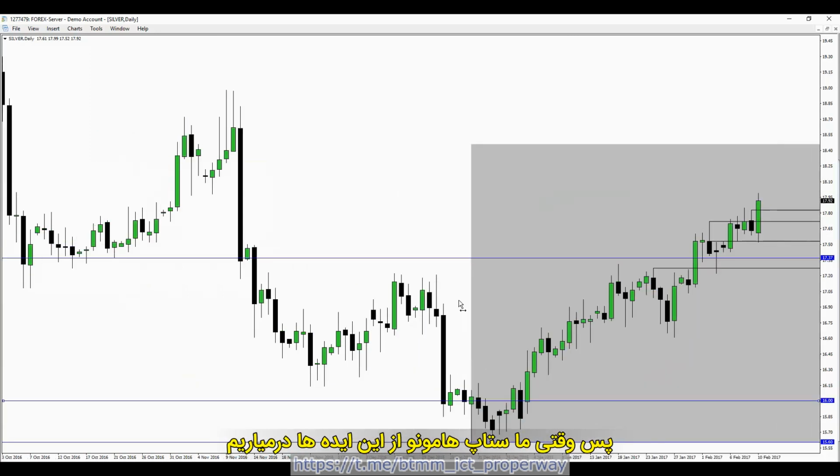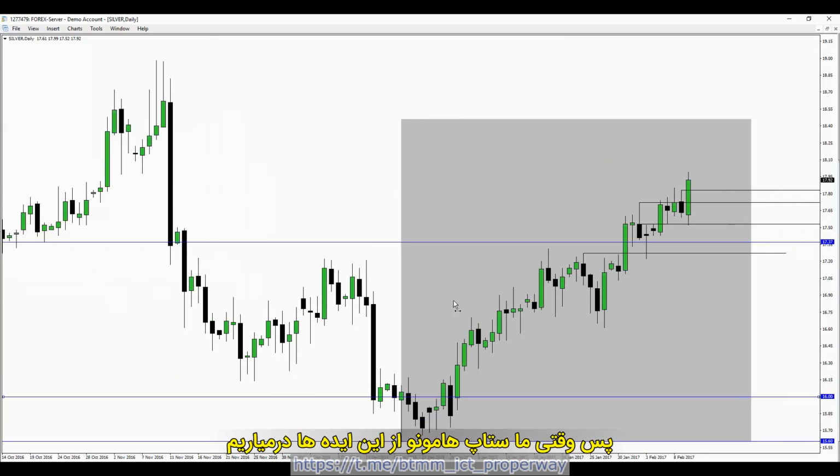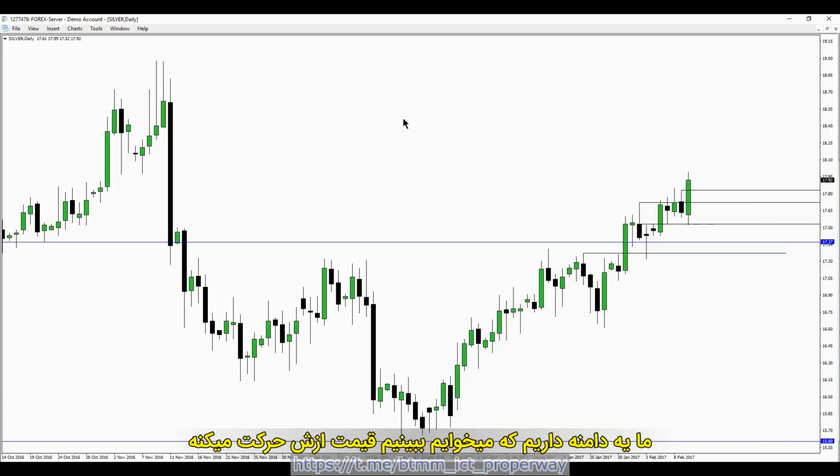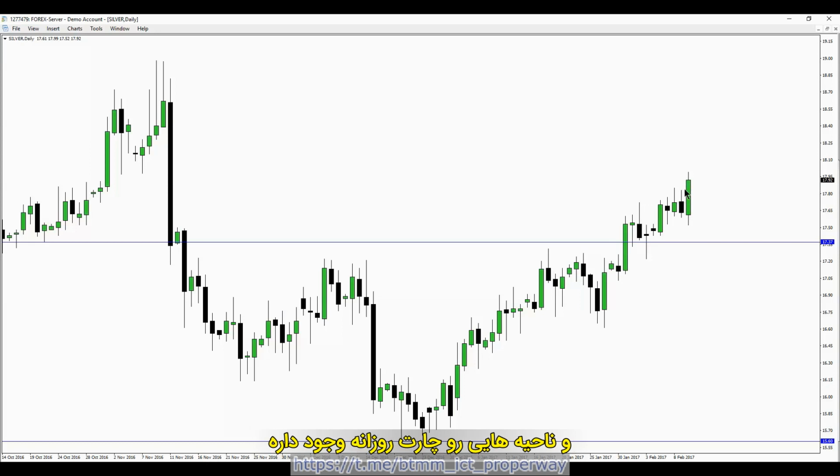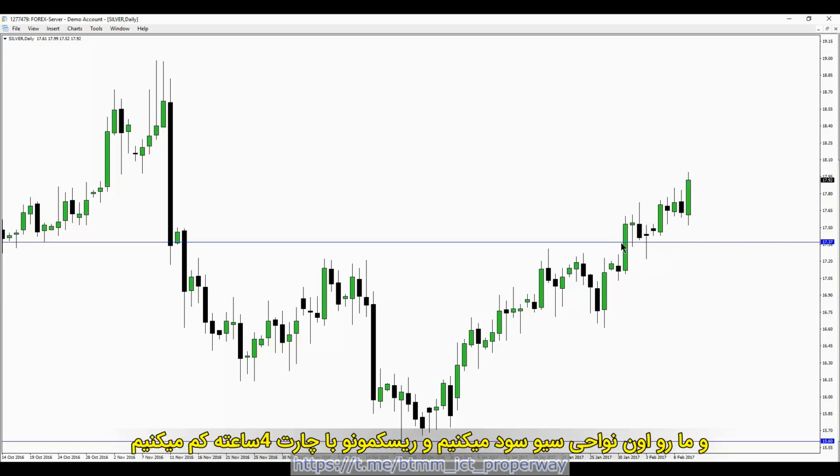So when we take our setups off of these ideas, what we're looking for is, we have a range at which we want to see price trade from. And we know that there are levels on the monthly, and there's levels on our weekly chart, and there's levels on our daily chart. And we key off of those and reduce the risk with the 4-hour chart.